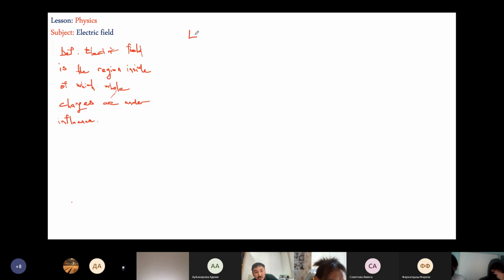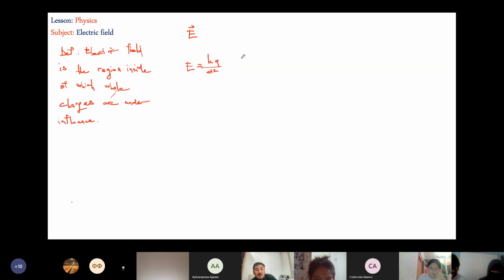Electric field, by the way, is denoted, as you understand, by E. Since it has a direction, it's a vector. It has got a direction here. And the formula is very easy. It will remind you of Coulomb's law, that is K times Q over D squared.